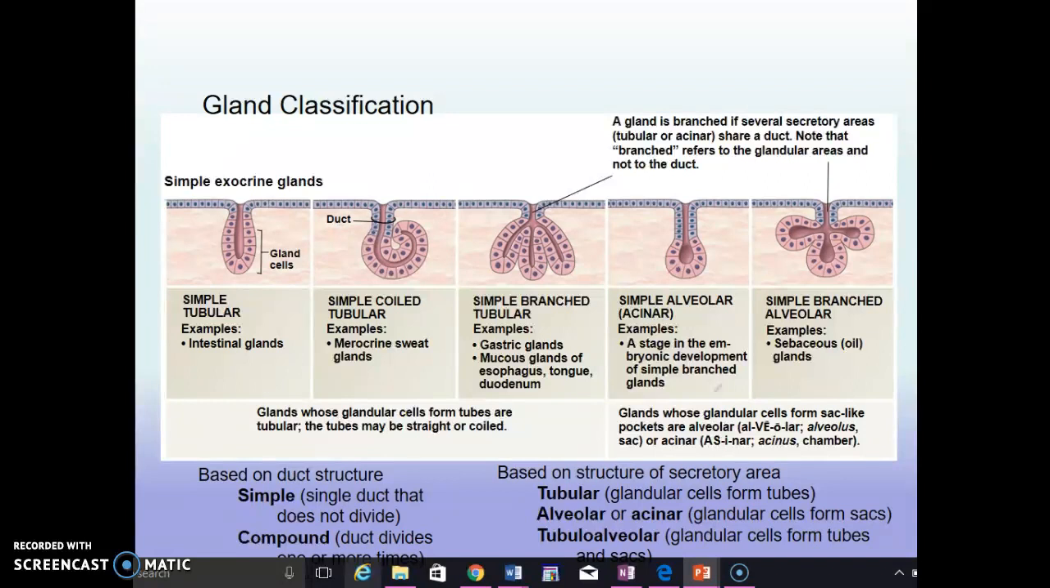Glands can be classified as simple or complex. In this case, look at the colors of the ducts and the gland cells. The gland cells are pink, the duct cells are blue, and here there is a simple duct that is not branched. The simple ones can be subclassified as tubular, coiled tubular, branched tubular, and then alveolar, simple alveolar, or simple branched alveolar.